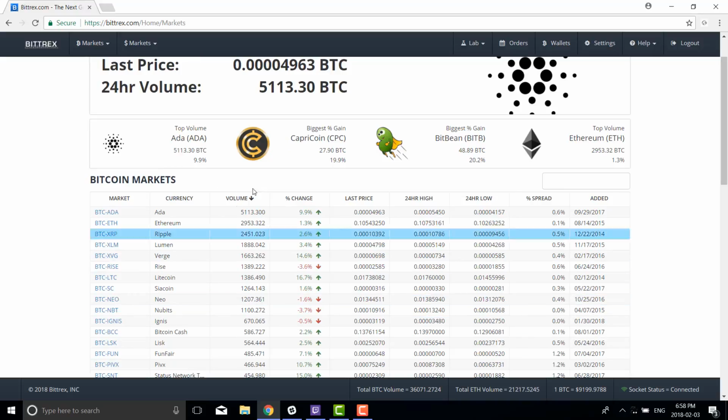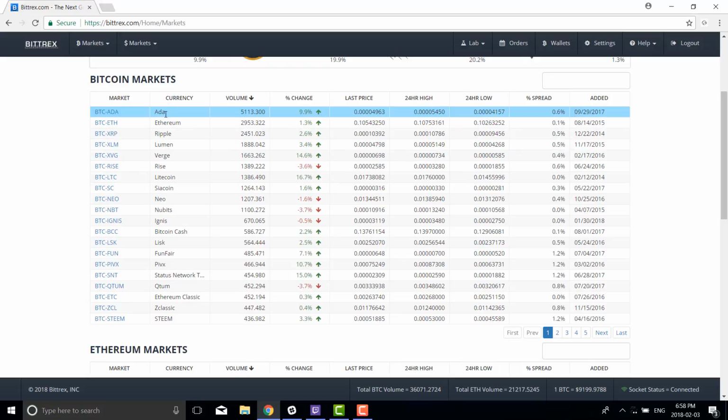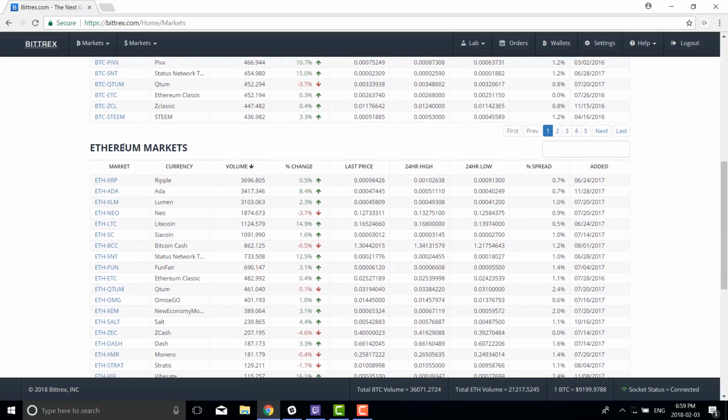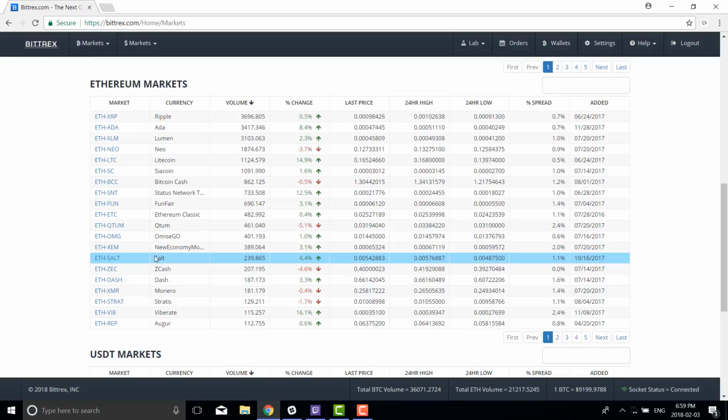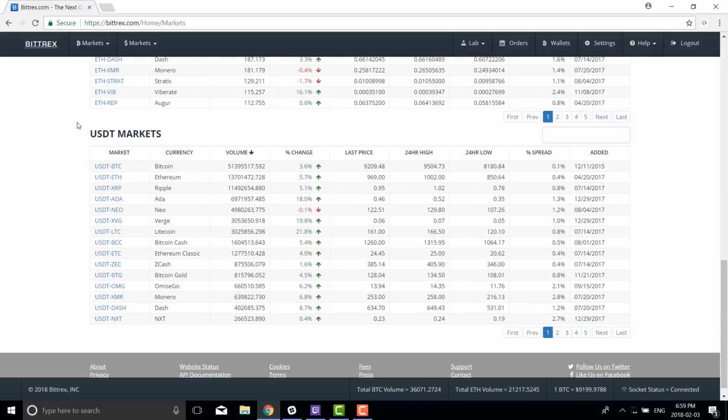So right now, this is the Bitcoin market. You're trading Bitcoin into another coin, and you're taking profits back into Bitcoin. So you have Ethereum, so Bitcoin dash Ethereum, and then this is the Ethereum market. So if you have Ethereum, you're trading Ethereum into Ripple, for example, and then back into Ethereum for profit. So this is the price of how much each Ripple costs in Ethereum. So one Ripple is 0.000988426 Ethereum, and here is the USDT market, which is US dollar Tether.